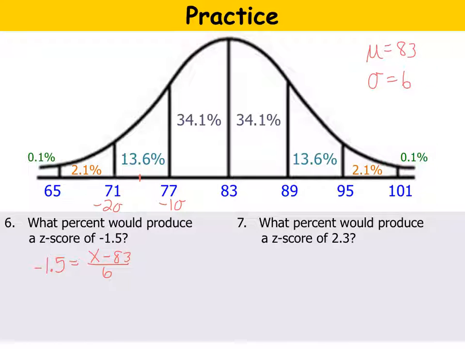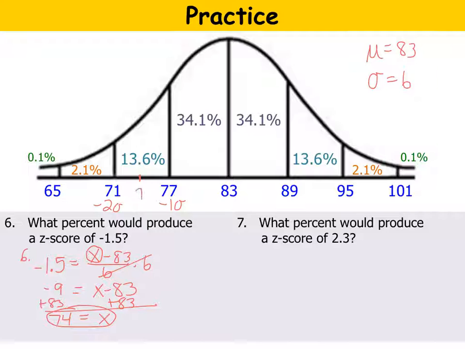But if not, you just solve this equation for x. So we're going to get rid of 6, multiply both sides by 6, leaves us with x minus 83, and then we're going to add 83 to both sides. And that's going to give us that score of x equals 74. So if you had a 74% on your test, then your z-score would have been -1.5.